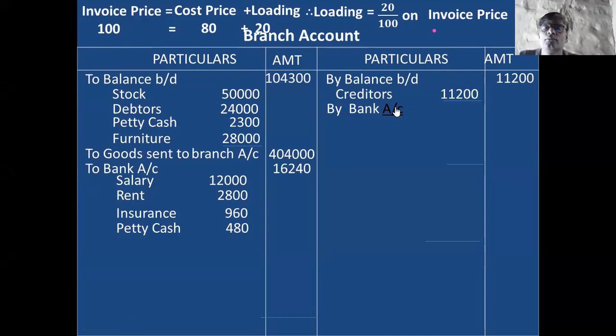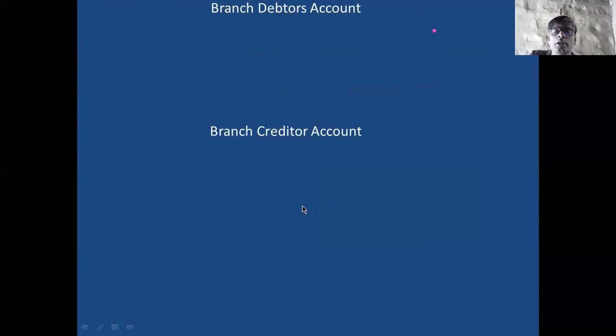Now see what I do, I prepare the required cash book. By bank means it is the cash paid to head office. By bank means it is cash paid to head office by the branch. So I prepare the branch cash account. For the branch cash account I require the debtors account and creditors account. First I'll prepare the debtors account, second the branch creditors, third the branch cash book. These three accounts are essential here.